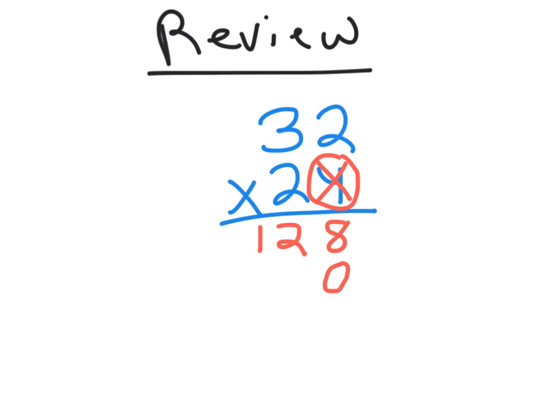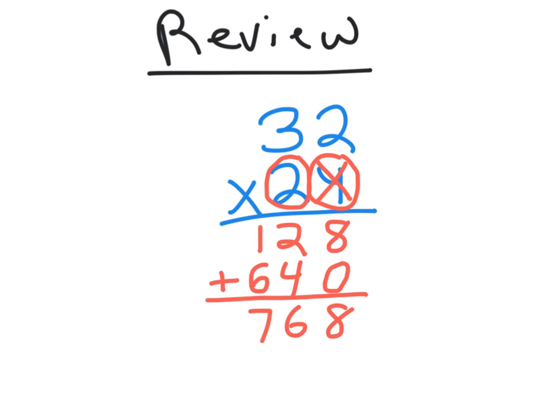Okay, now I'm going to multiply the 2 by all the numbers across the top. 2 times 2 is 4, and 2 times 3 is 6. Done multiplying all the numbers across the bottom, so now I add my 2 rows together. I get 8, 2 plus 4 is 6, and 6 plus 1 is 7. Total is 768. Okay, a little review.